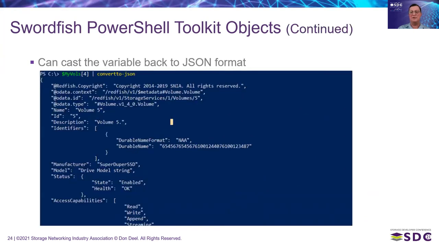This screen capture shows that PowerShell variables can even be cast back to JSON format by piping them to the commandlet convert to-JSON.